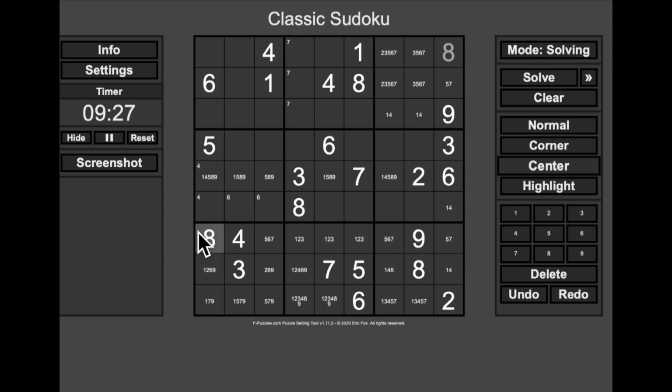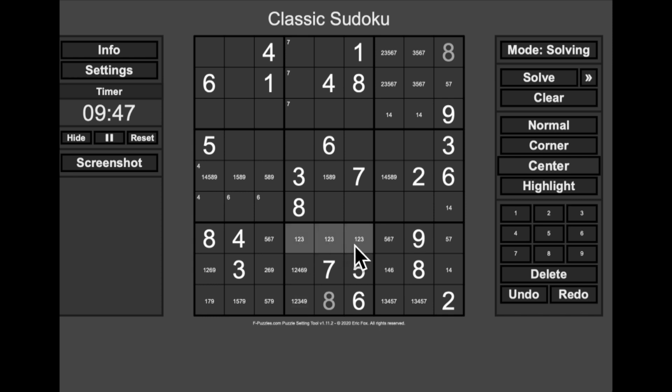Let's see. There's an 8 here and an 8 here. So an 8 has to be in the bottom of row 8, and that given 8 actually tells us that's an 8. Okay, that says that's not 8.